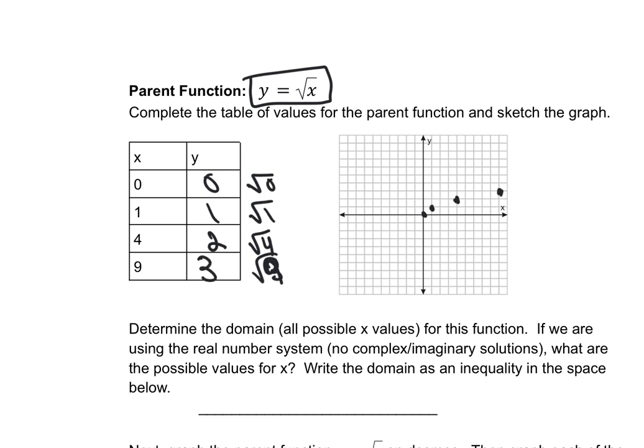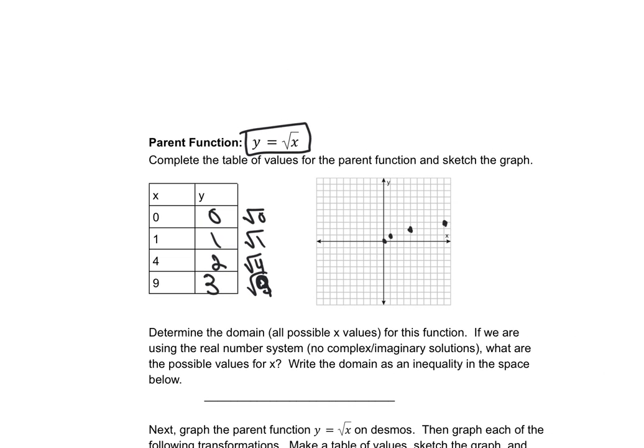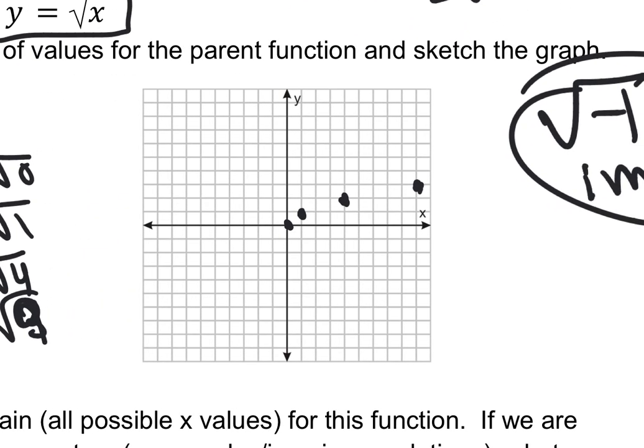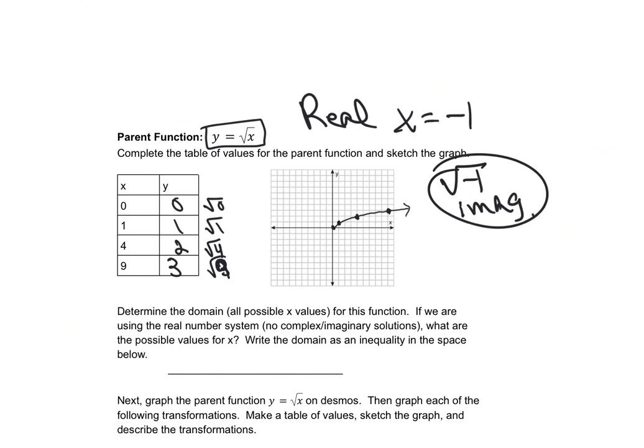I did not have any negative values for x, okay, because we are in the real number system, which means if x was to equal -1, we would end up with the square root of -1, which is an imaginary number. And when we are graphing on the coordinate plane, we do not have imaginary numbers that we can just easily graph. So we are sticking in the positive domain, which means our graph is going to go like this. It's going to have a soft curve to it, and it's going to keep gradually going up just a little bit, okay?